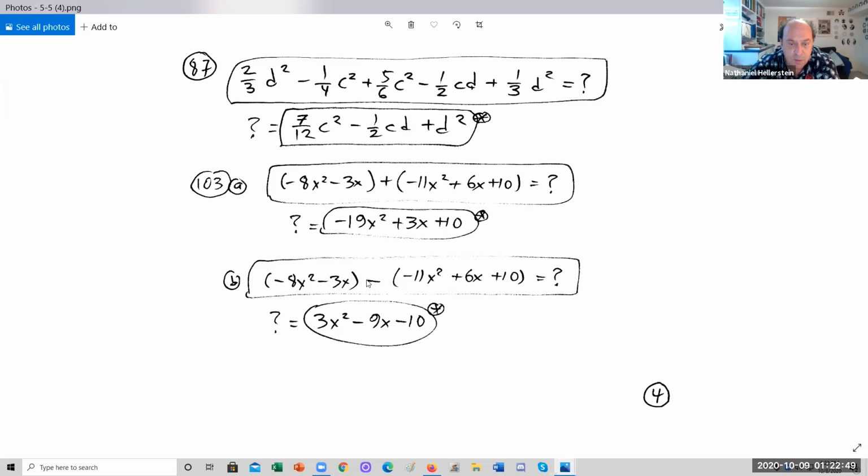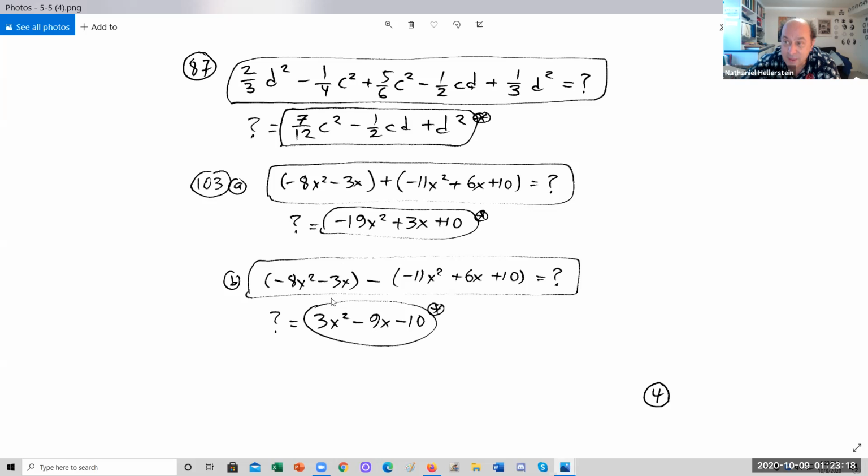Now instead, we'll subtract these two polynomials. Minus 8x squared minus negative 11x squared. That's minus 8 plus 11, which is 3x squared. Yes? We're just combining like terms, not distributive, right? It's not at all distributive. Just combine like terms. We'll be doing distribution when we get into multiplying these.